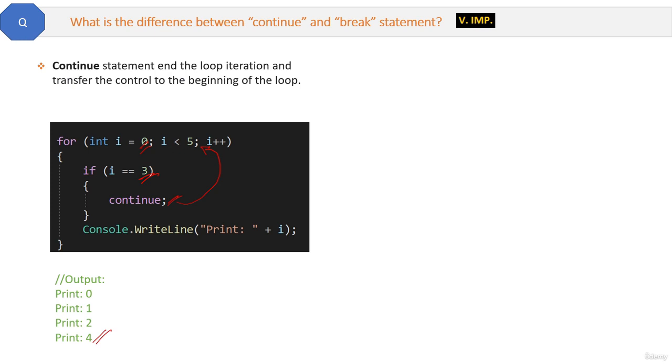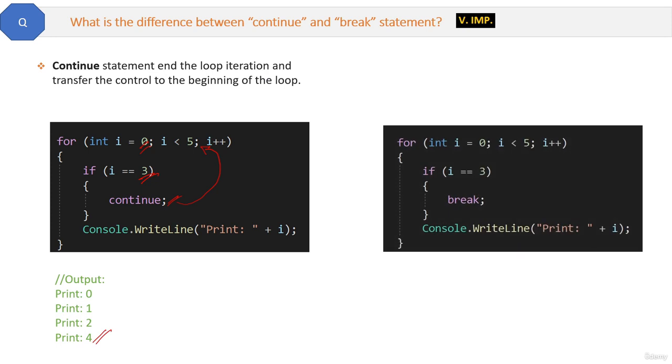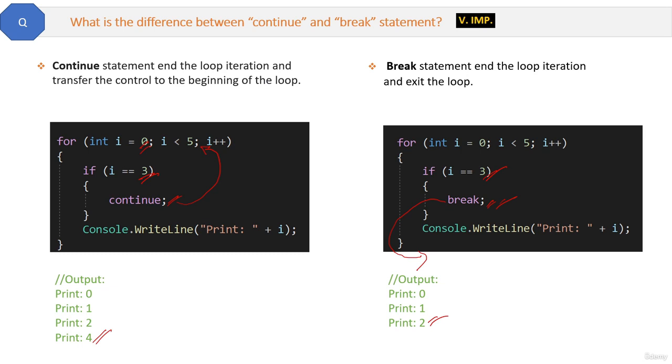Now let me show you the break. Here is the code, the same code, but now it has break instead of continue. Now when i is equal to 3, it will see the break keyword, and then it will not go to the top of the loop like continue, but this break statement will end the loop iteration and transfer the control out of the loop, or you can say the break statement will exit from the loop, and this will be the output. See, the loop stops after printing 2 because the break keyword exits the loop and no further execution of the loop will happen. So the definition is: break statement ends the loop iteration and exits the loop.